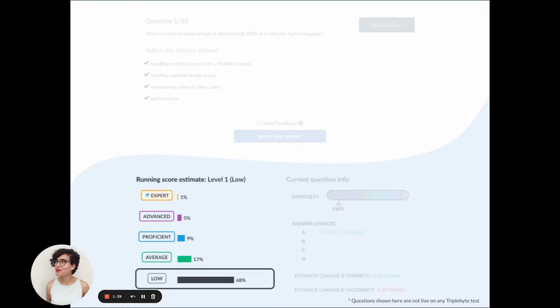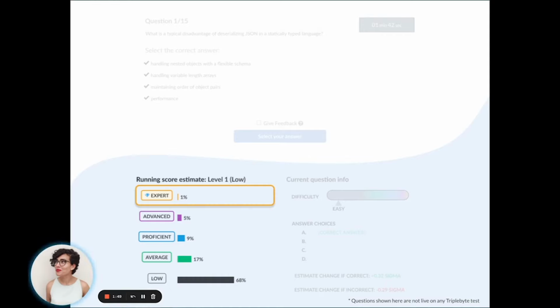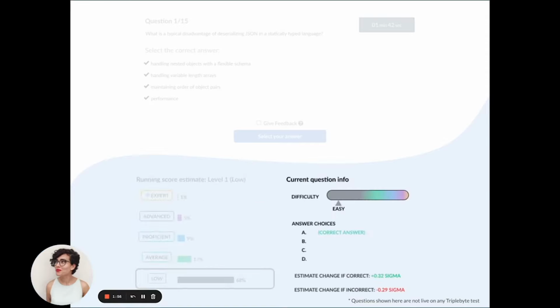On the bottom left, we see the test's current estimate of the engineer's skill level. A level 1 score indicates that the engineer didn't show a lot of skill in the quiz. The top expert level, or level 5, indicates an exceptional performance. In between are the other scores, but we'll talk about those more in another video. When the quiz starts, the score is set to a high probability of a low score and a low probability of an expert score. On the bottom right, we can see the information about the question.